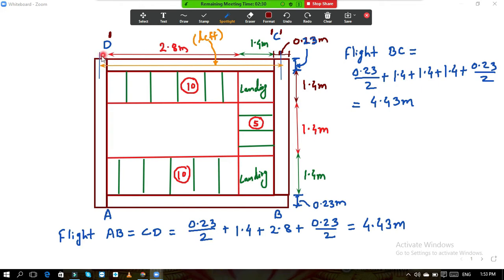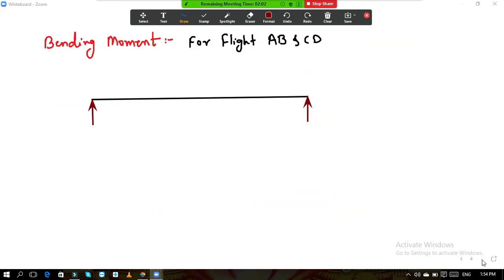And here on this side for 2.8 meter, the support is over here. So what is the distance again? 2.8 plus 0.23 by 2 plus 0.23 by 2. It is 2.915, so 2.92. So if I go back, from this point I will take a distance up to this point. This is 2.92 meters.